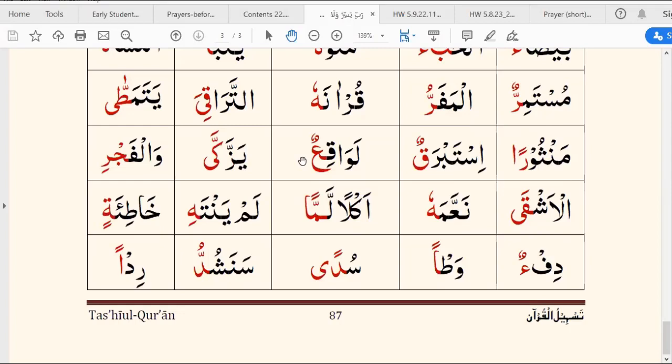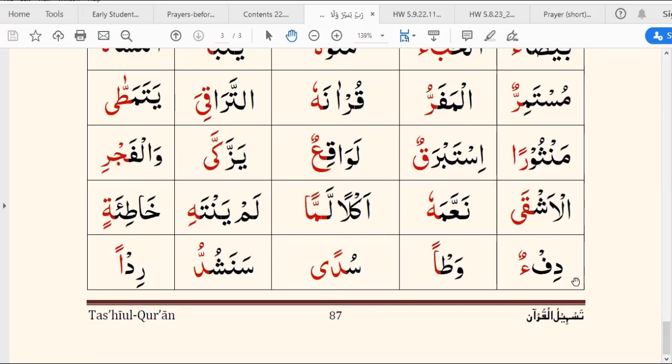Lawaqi'u. Nearly, you're so close. It would be lawaqi'. Lawaqi'a. Yes, so we need to make sure that no sound of oo comes out from this oo. It's just lawaqi'. Lawaqi'. Good. Very well read.